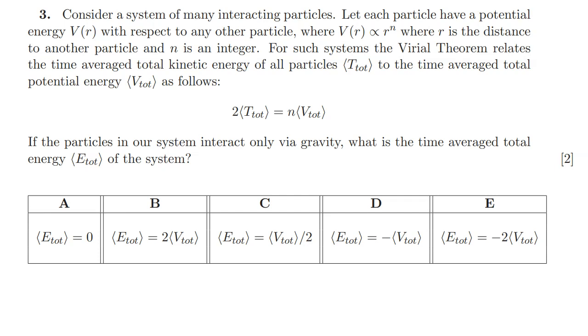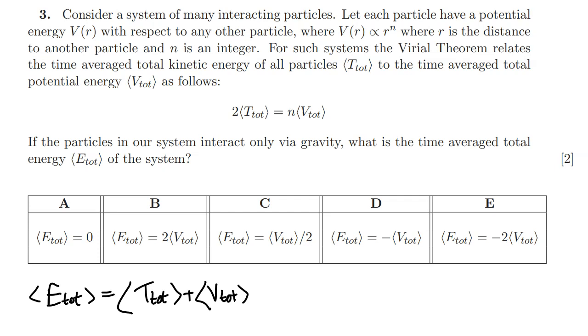If the particles in our system interact only via gravity, what is the time-averaged total energy E tot of the system? Okay, let's start off with an expression for E tot. So we know that the total time-averaged energy of the system will be the sum of all of the kinetic and all of the potential time-averaged energies. So we can write that, using the notation in the question, the kinetic energy is T tot and the potential energy is V tot.